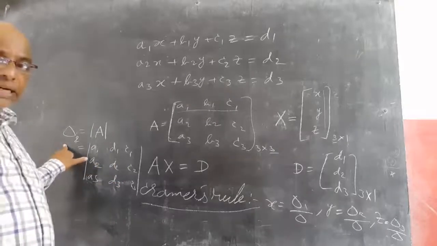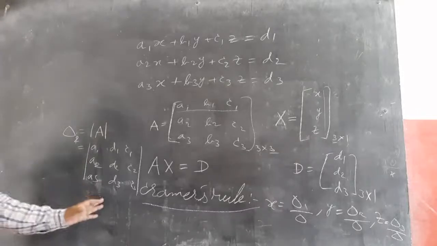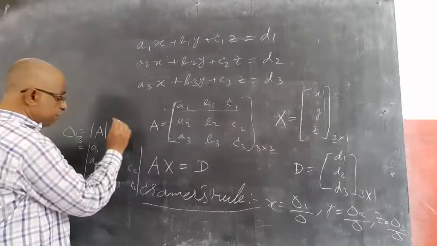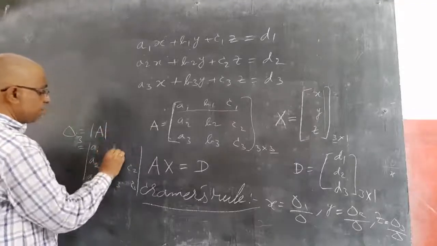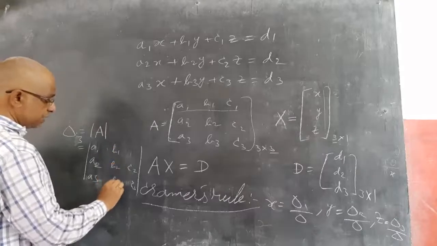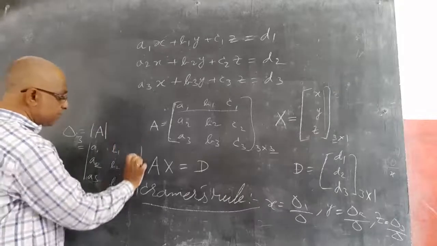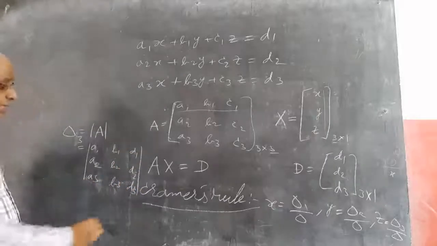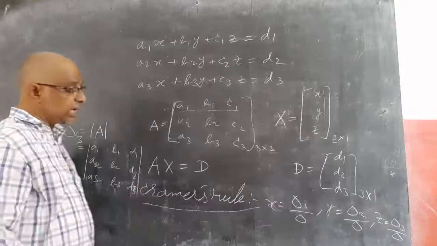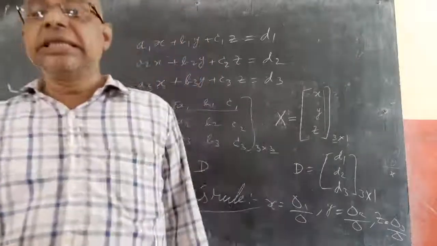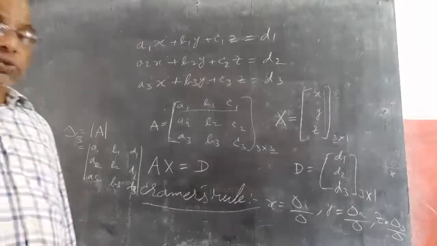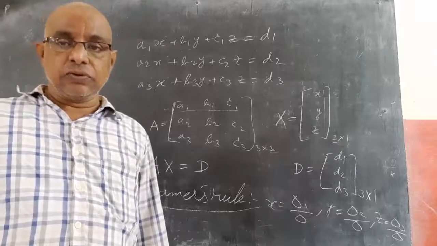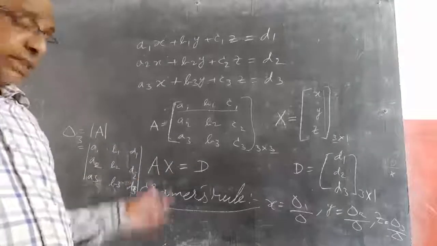Now, if I replace third column elements, then I will get delta 3. Delta 3: second column elements are as it is, B1, B2, B3, and replacing third column elements by D1, D2, D3 gives me delta 3. So x equal to delta 1 by delta, y equal to delta 2 by delta, z equal to delta 3 by delta. So using that, you can find the x, y, z values. Very simple this is.